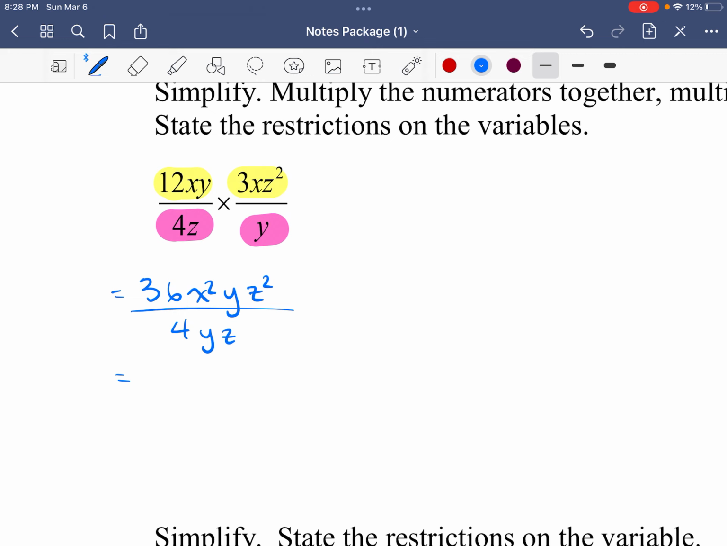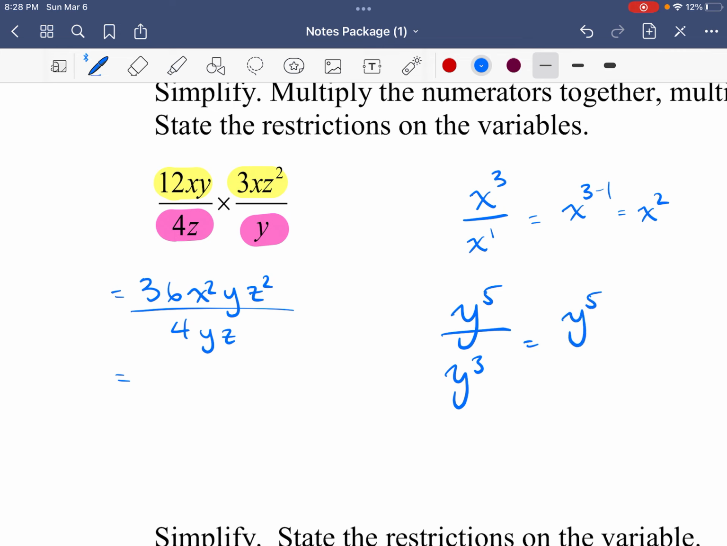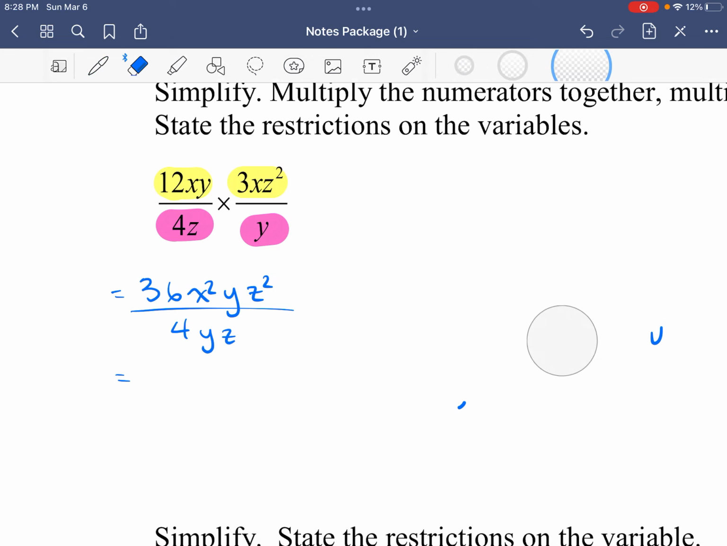And this is maybe an important time to review some exponent rules. If I have x squared over x to the 1, what's going to happen here is we're going to subtract one from the exponent and we're going to get x. And if you have something like y to the 5 over y cubed, this is the same as subtracting our exponents. Okay? So let's go through this and simplify.